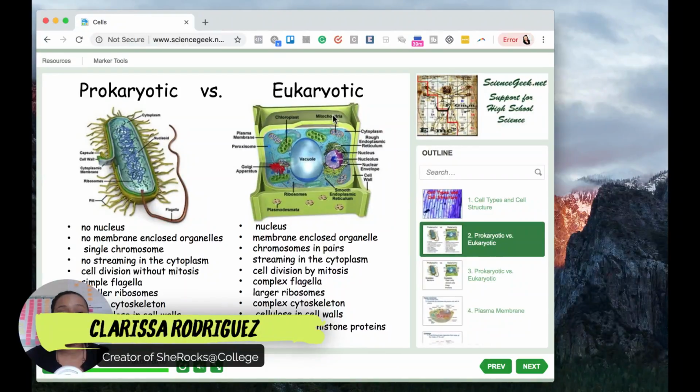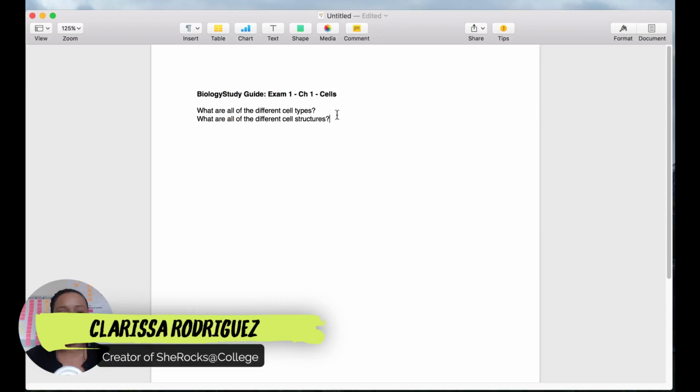If this was an ethics class, typically with versus, we're talking about pros and cons. In classes like biology, chemistry, you're usually talking about the similarities and the differences. So in this case, I'm going to come back to my study guide and I'm going to write, what are the similarities between prokaryotic cells and eukaryotic cells? What are the differences?